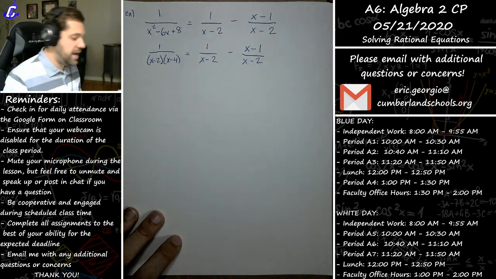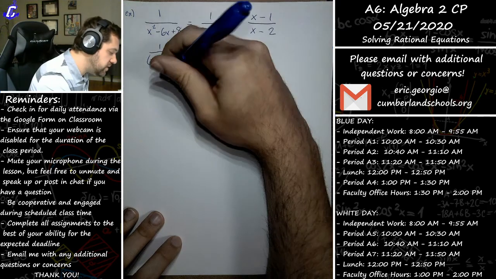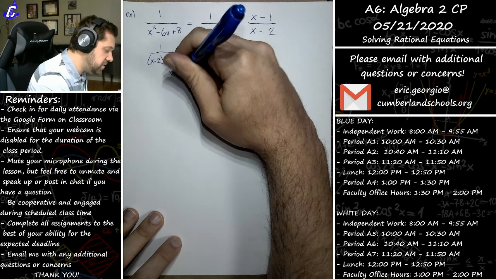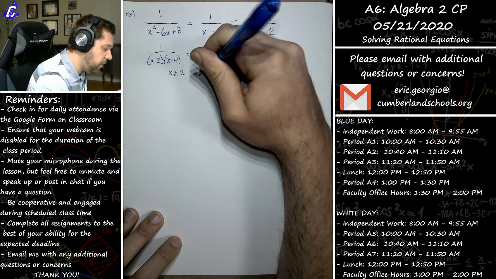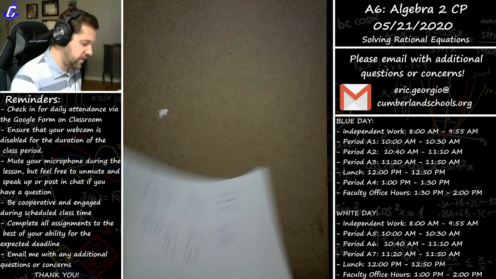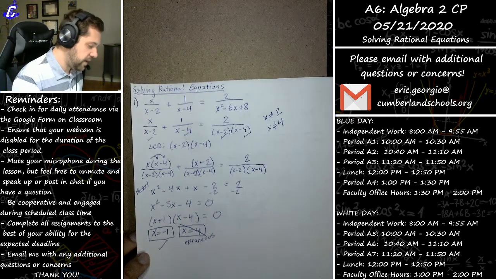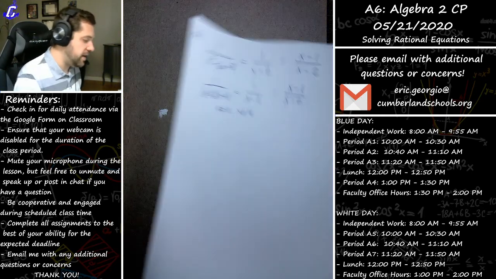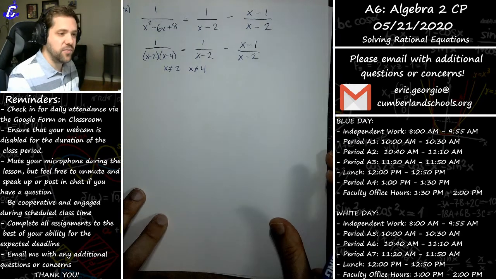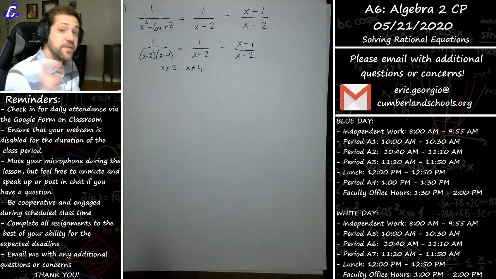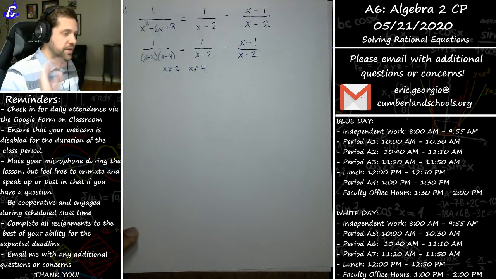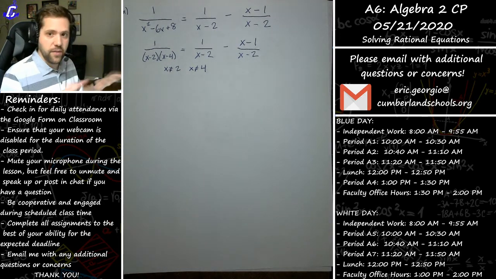Now I can go ahead and try to find my domain restrictions. Here, x cannot equal 2 and x cannot equal 4. Just like the domain restrictions of the very first problem we did? Oh, kind of cool. Coincidentally, the same ones. Kind of neat. But x cannot equal 2 and x cannot equal 4 because both of those values would result in dividing by 0. Very bad. We don't want that to happen.